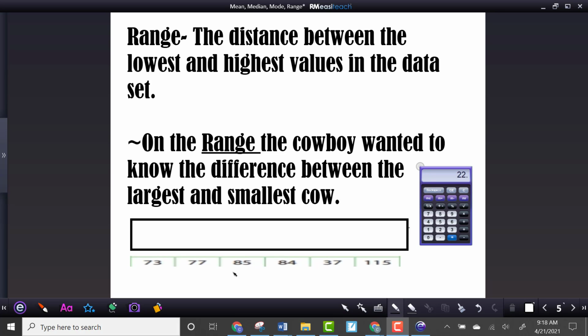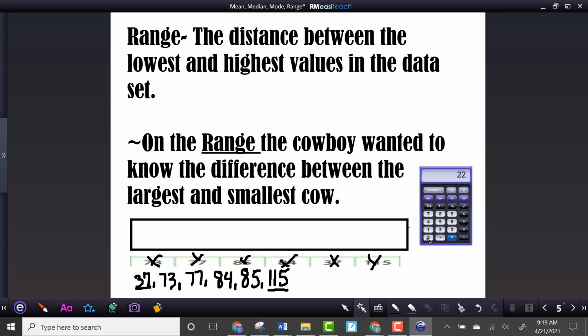Now let's take a look at the bottom data set. Again, writing the numbers in order from least to greatest. And again, that helps us see the least and greatest numbers pretty easily now. So we have 37 as the least, 115 is the greatest number. And then what we do, we take 115, do this right on your calculator, and subtract 37. And that gives you 78, and that is the range of this data set.